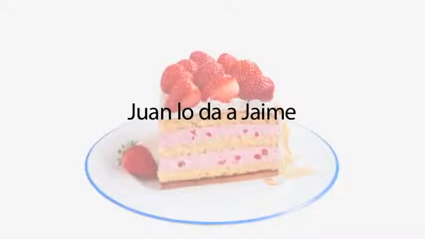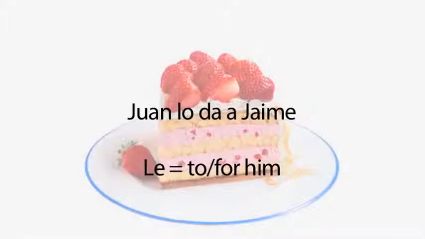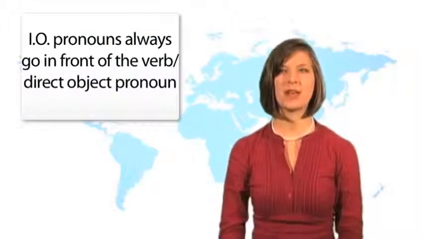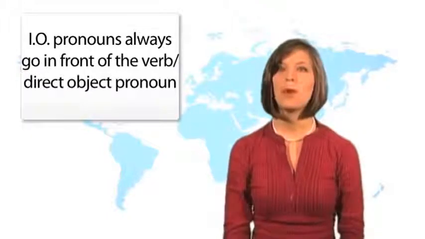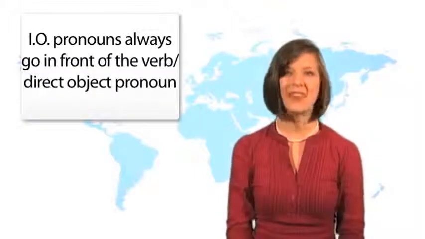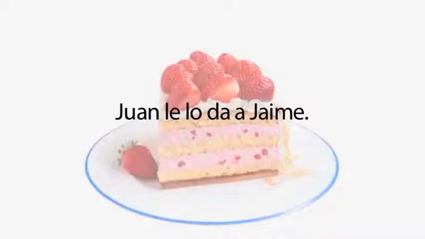So, in our sentence, Juan lo da a Jaime, we know we need to add the indirect object pronoun for a Jaime somewhere in this sentence. But first, do you know which indirect object pronoun we're going to use that means to or for him? Le. So let's put it in the sentence. Juan lo da a Jaime le. Now, that sounds a little weird, doesn't it? That's because le isn't in the right place. Indirect object pronouns always go in front of the verb. But when there's already a direct object pronoun in front of the verb, then the indirect object pronoun goes in front of that. Juan le lo da a Jaime.